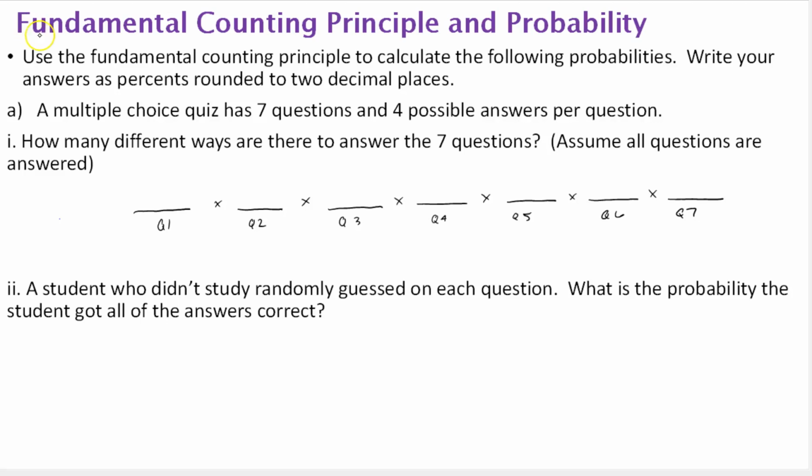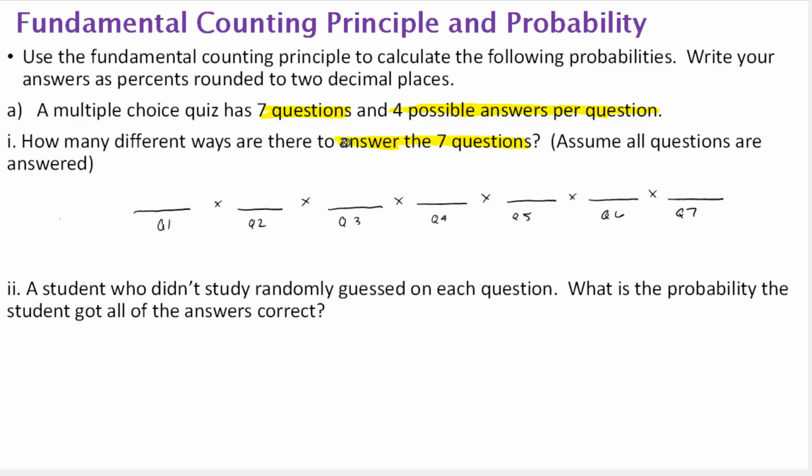In this video, we're going to learn about the fundamental counting principle and probability. Use the fundamental counting principle to calculate the following probabilities. Write your answers as percents rounded to 2 decimal places. So we're told a multiple choice quiz has 7 questions and 4 possible answers per question. And we're asked how many different ways are there to answer the 7 questions.